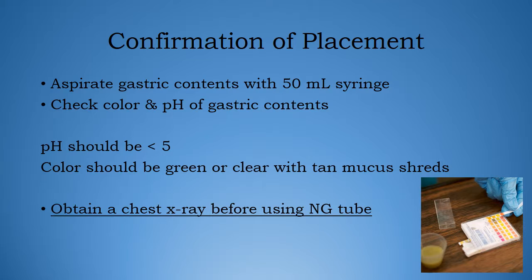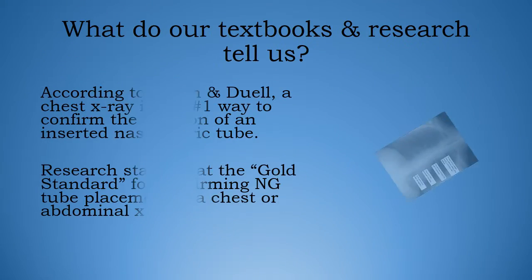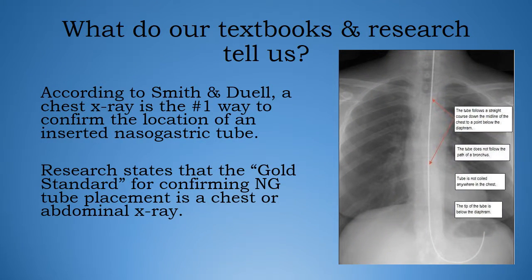Evidence-based practice determines that the best method of confirming the location of an inserted NG tube is by chest X-ray. What do our textbooks and research tell us? According to Smith and Duell, a chest X-ray is the number one way to confirm the location of an inserted nasogastric tube. Research states that the gold standard for confirming NG tube placement is a chest or abdominal X-ray.